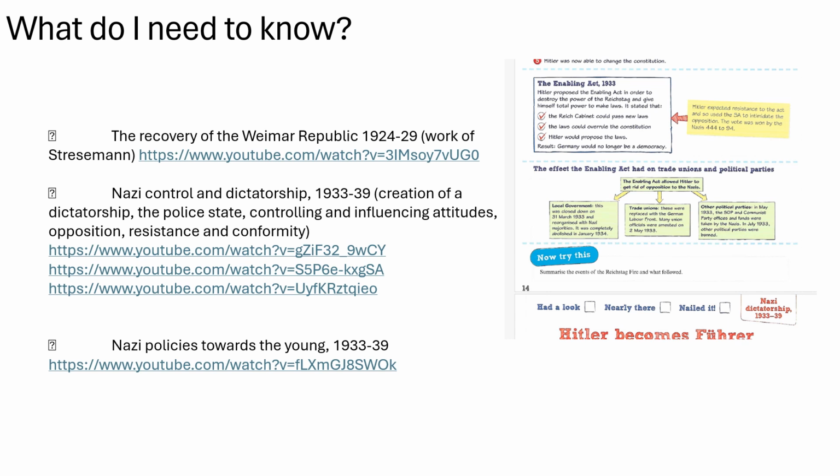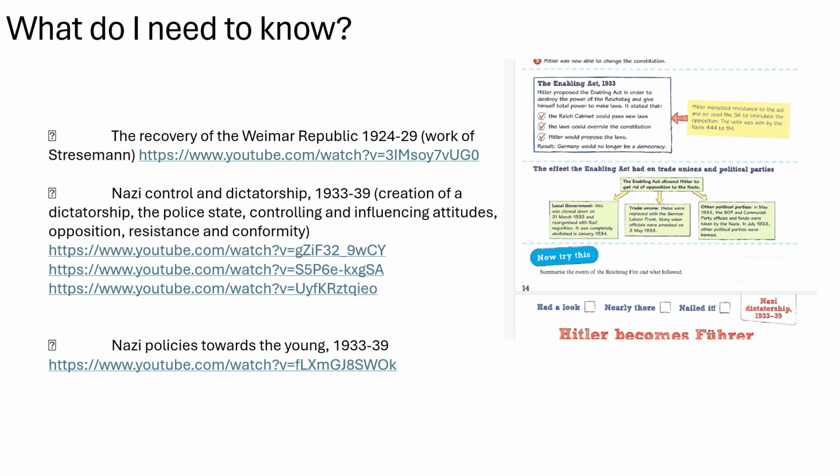The police state, thinking about the Gestapo, the SS, the SD, the use of concentration camps. Controlling and influencing attitudes, so we're talking about propaganda at that point. Opposition, so any groups that did not obey the Nazi regime, did not support it. And resistance and conformity. And the final topic is Nazi policies towards the young.